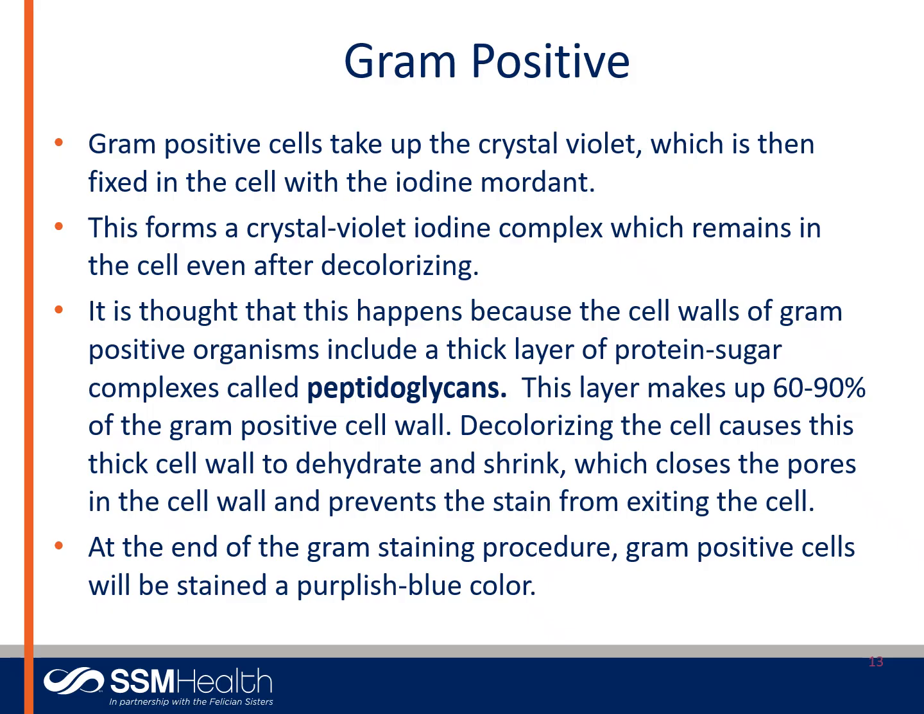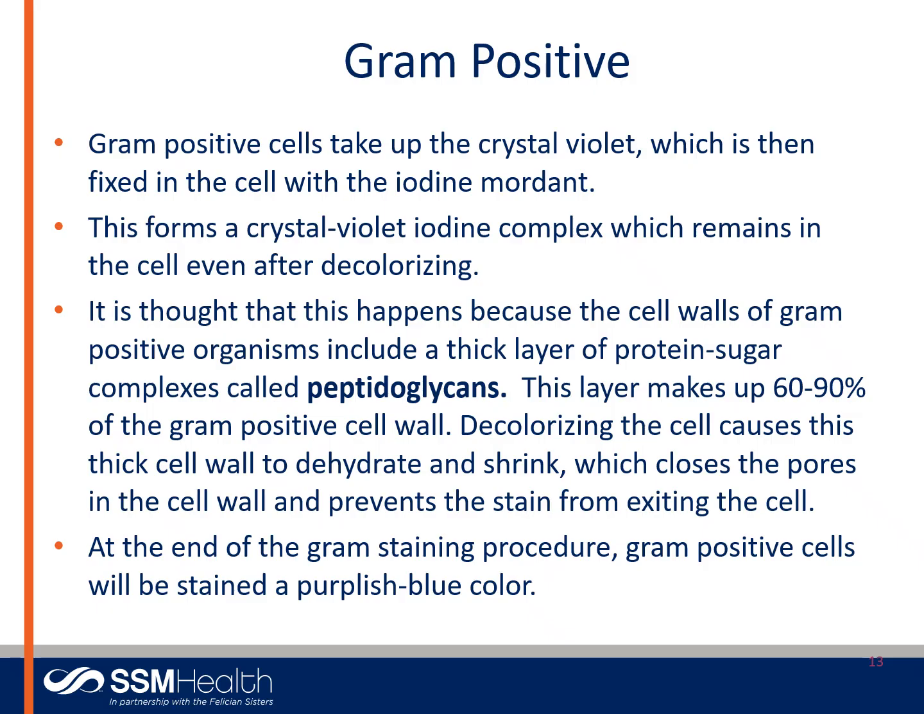And there are some things about the cell wall structures of gram-positive organisms that people think actually make this happen or cause this complex. The cell wall of gram-positive organisms includes a thick layer of a protein sugar called peptidoglycan, that protein sugar complex. And it makes up the majority of the gram-positive cell wall.